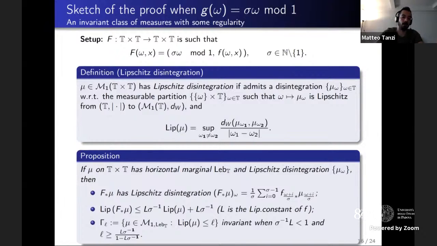And by the way, in the statement of the theorem, I was leaving open the set where mu was defined. The horizontal marginal doesn't have to be the Lebesgue measure. There are some generalizations we can make, but just to make the presentation clear, let's think about this as having horizontal marginal Lebesgue.